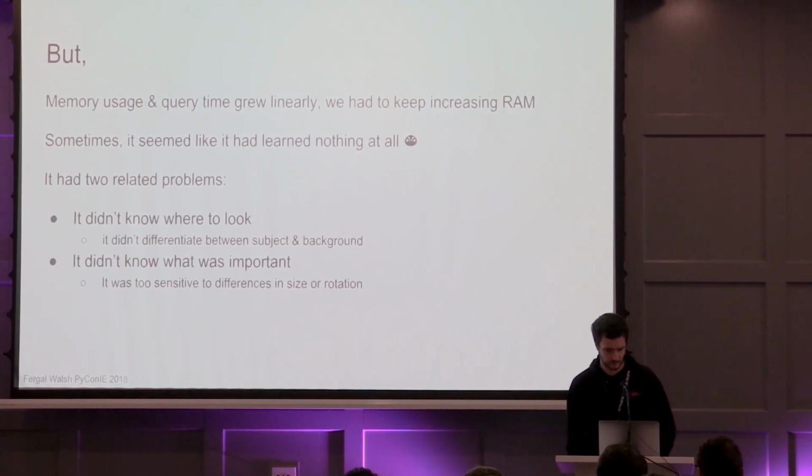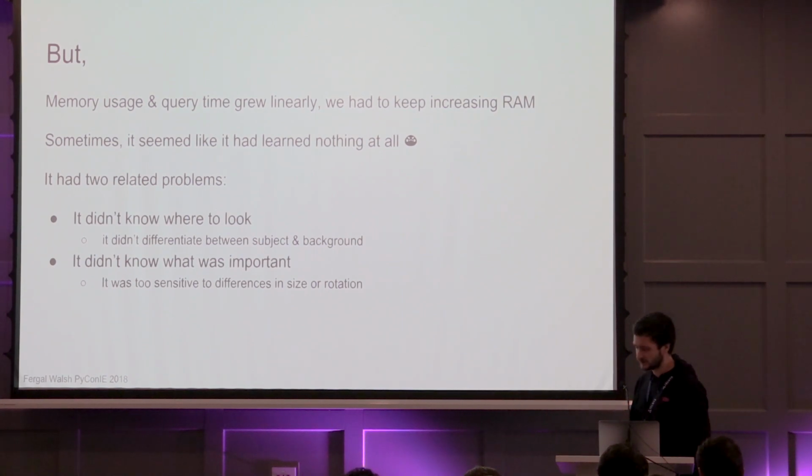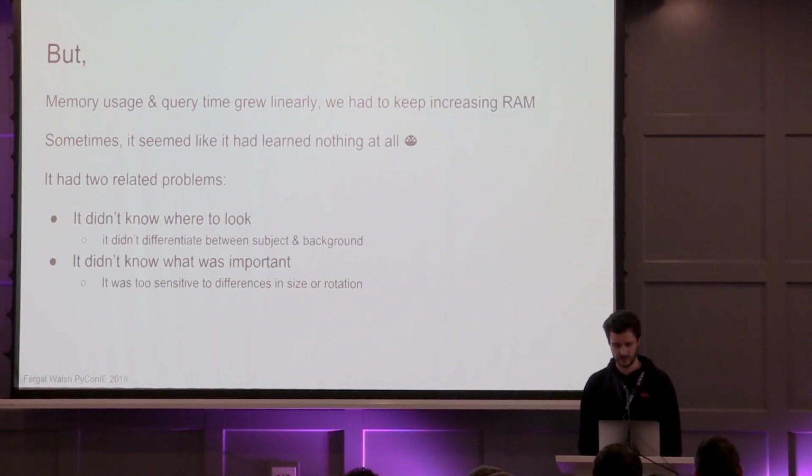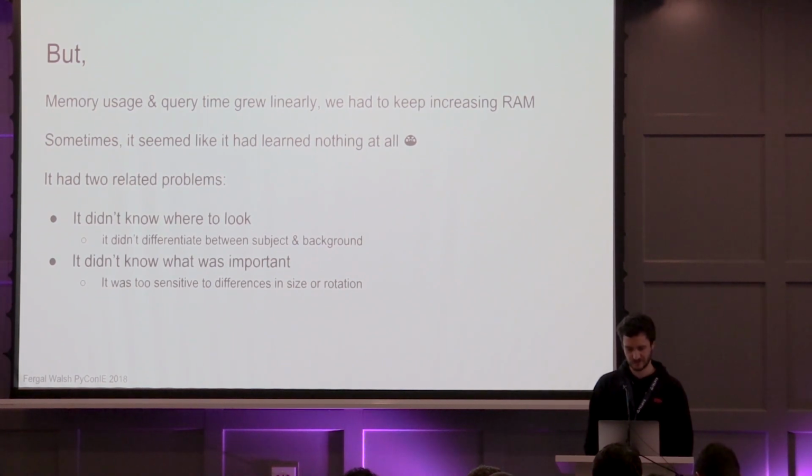But keeping that big NumPy array in memory wasn't so sensible. Memory usage grew over time, and query time grew linearly with the number of images. And then sometimes it just seemed like it learned nothing at all, which was really frustrating, because sometimes it's great, and then you try a different image, which looks relatively similar, and it was just totally wrong.